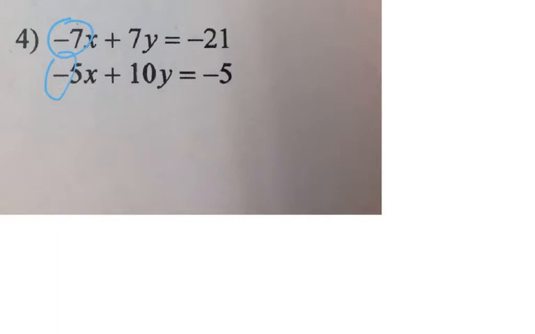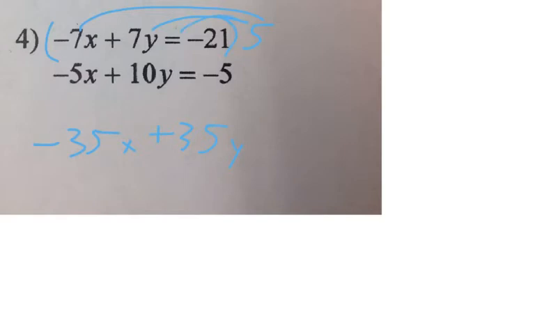Okay? And so here's what I'm going to do, guys. Now you're going to have to think about this a little bit, all right? But here's what I'm going to do. I'm going to take the first equation and I'm going to times it by 5. Okay? And what that's going to do is, if you notice, I'm going to get a negative 35x, right? I might as well finish up. Plus 35y.